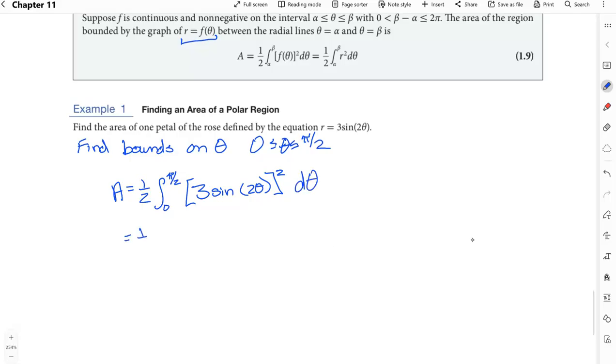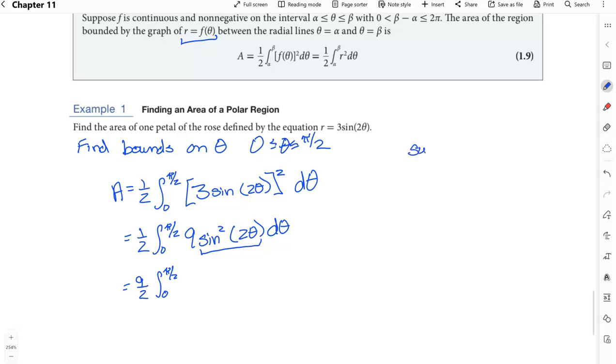So when I square that, I'm going to get 9 sine squared of 2 theta, d theta. I'm going to pull that 9 out, and then I'm going to use a power reducing formula for the sine squared.